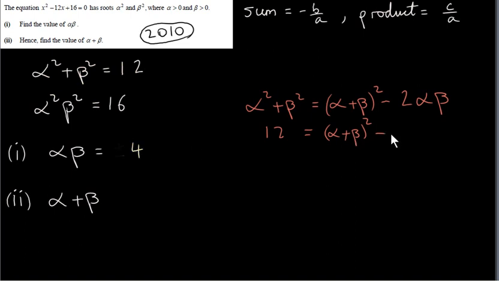And we know that alpha beta is 4. So we have minus 2 times 4, which is minus 8. So you can see that (alpha plus beta) squared is 12 plus 8, which is 20. So alpha plus beta must equal the square root of 20. And we're taking the positive square root of 20, not the negative square root, because alpha and beta are positive numbers.